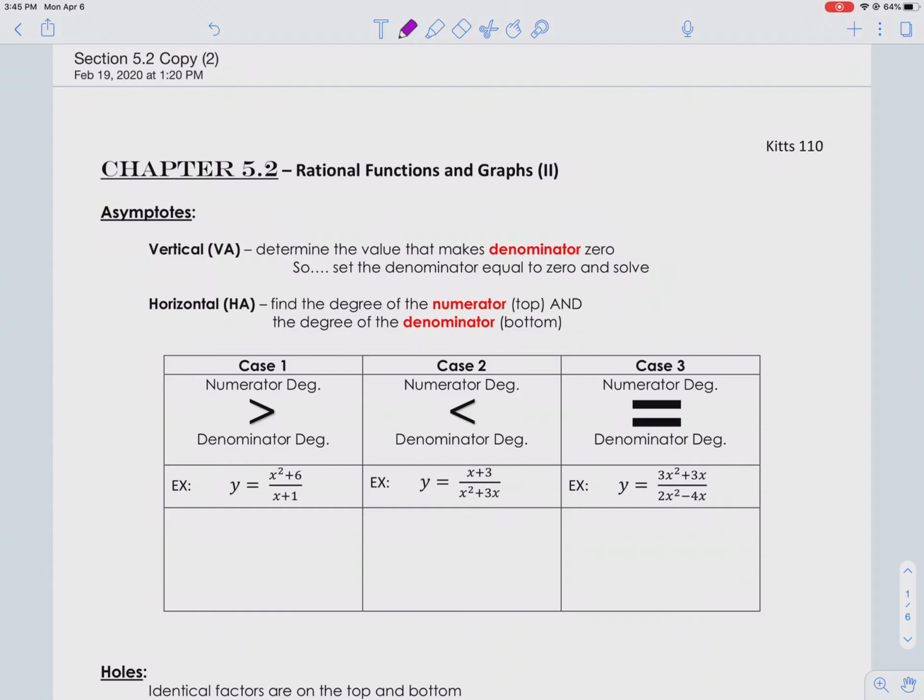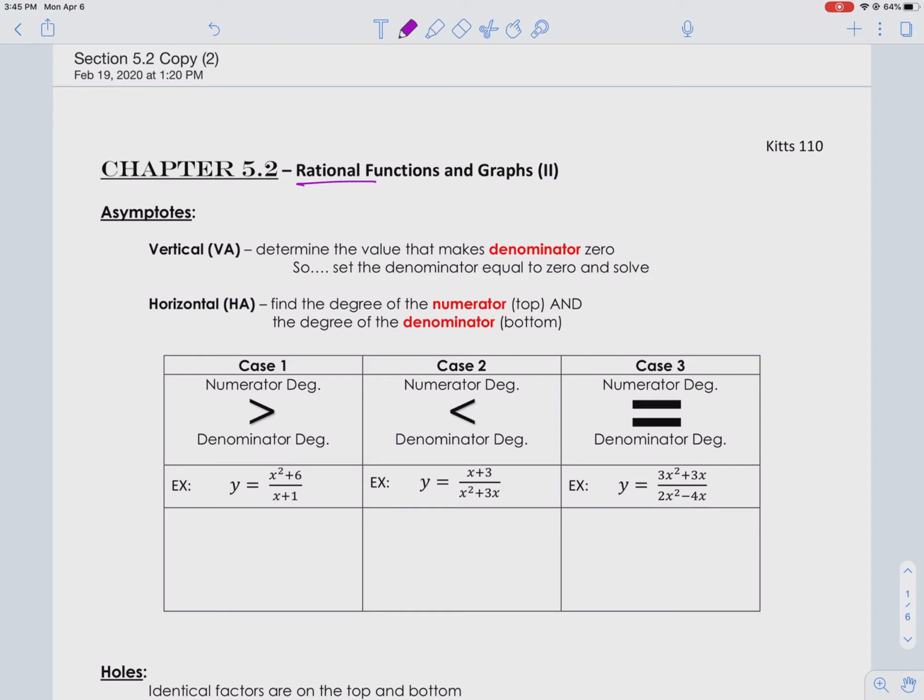In this section, section 5.2, we're going to be talking more about rational functions. I have to be honest, these graphs are going to be a little bit weirder than in section 5.1. Okay, so the first thing we're going to talk about are our asymptotes. You have two kinds of asymptotes, vertical asymptotes and horizontal asymptotes.